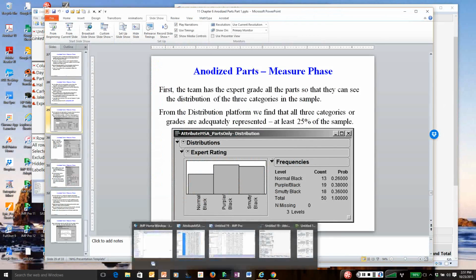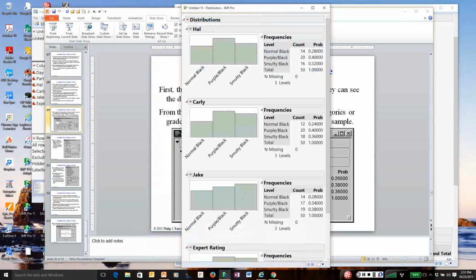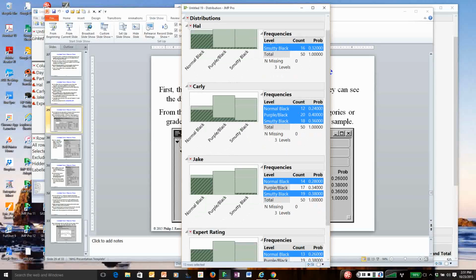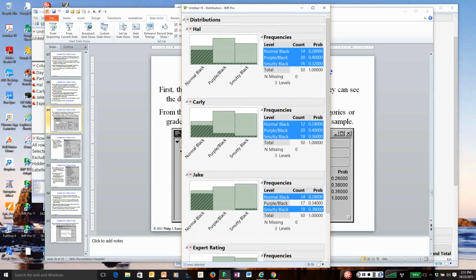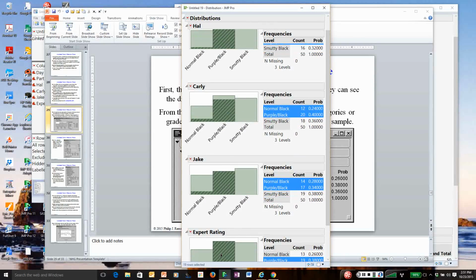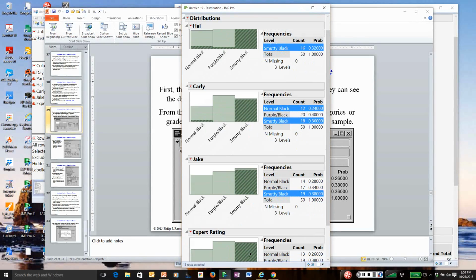Get the JMP file that I want. So for the expert, if I click on, for instance, normal black, you get some idea of the level of agreement. And you can see, yes, there are some small misclassifications, but generally the raters are very good. There's a fair amount of agreement, very little error among the three.